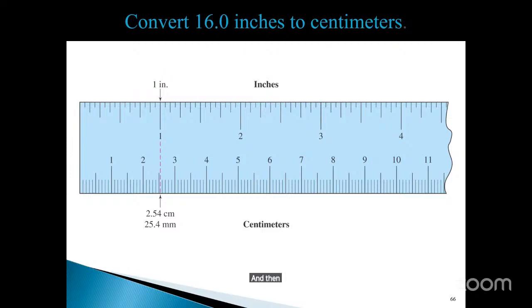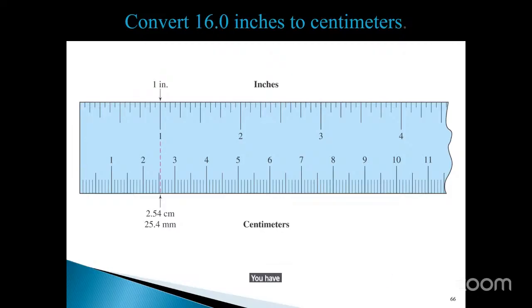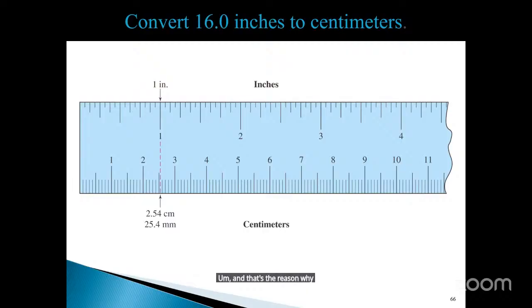And then on the other side, in terms of the non-metric units, you have the relationships. Now, these are not as straightforward because I'm quite sure you guys are familiar with, for example, 12 inches equal to 1 foot, 16 ounces equal to 1 pound, right? That's a bit more inconvenient. And that's the reason why scientists use the metric system.